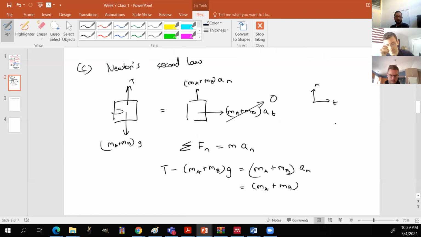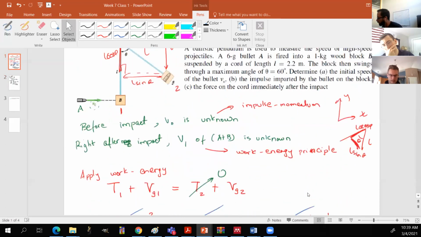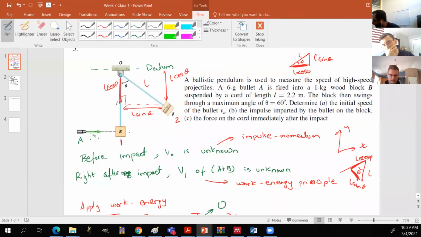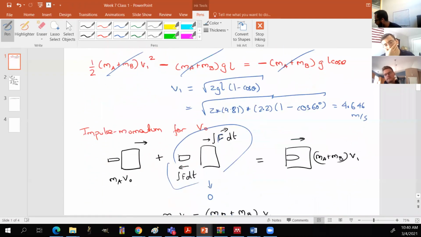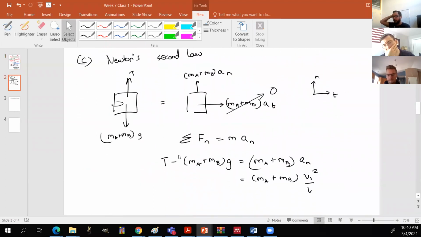Radius of curvature. What? Someone said something? Would that be V squared over L? Absolutely. So V1 squared over L, right? Because here you're going to have a circular path, whereby L is your radius of curvature. So that normal acceleration is always going to hold true like that. It's going to be v1 squared over L, right?